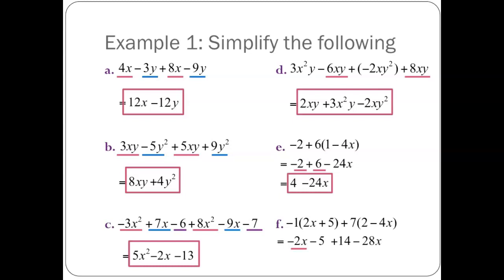We have the negative 2x and the negative 28x, and then we have the negative 5 and the 14. So negative 2x minus 28x, that's going to be negative 30x, and then negative 5 plus 14, that's going to be positive 9. So negative 30x plus 9 is going to be our answer here.